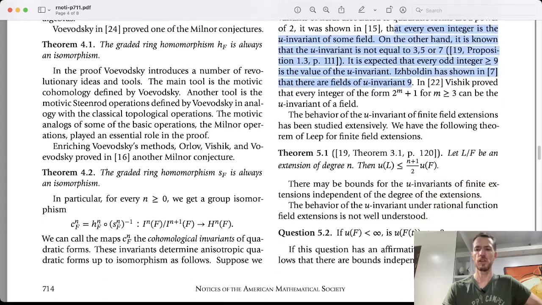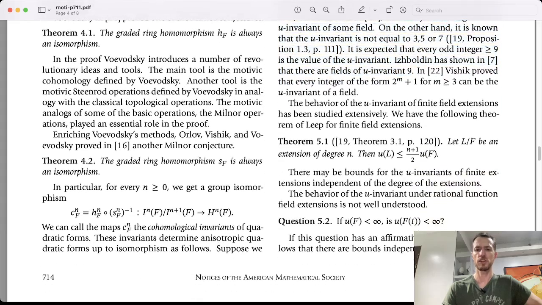In reference 22, Vishek proved that every integer of the form 2^m + 1, with m bigger than or equal to 3, can be the u-invariant of a field. The behavior of the u-invariant of finite field extensions has been studied extensively. We have the following theorem of Leep for finite field extensions.